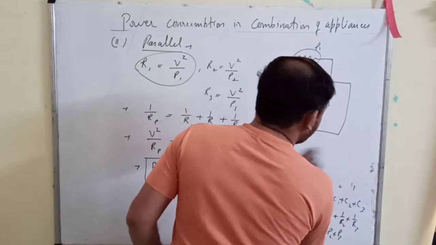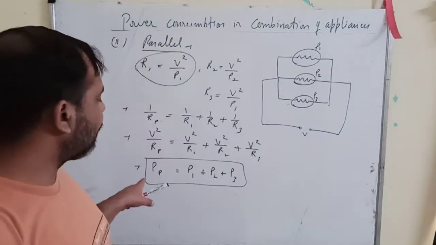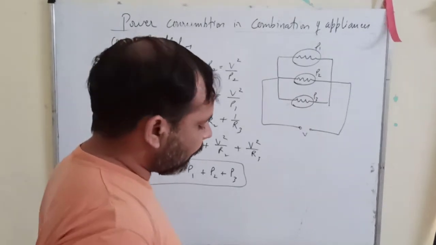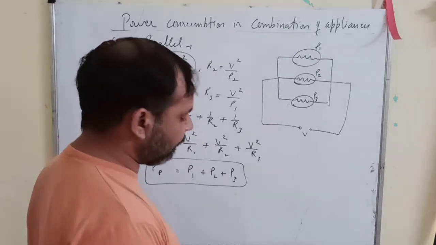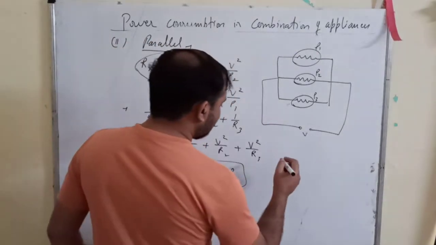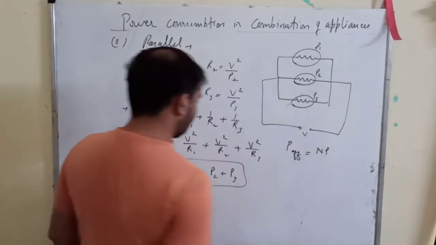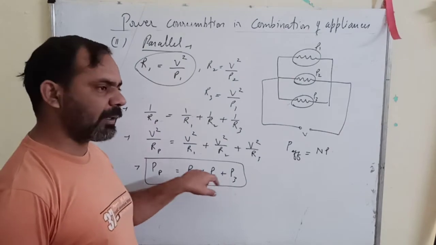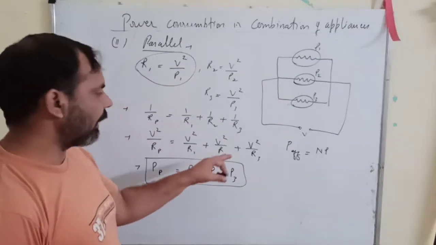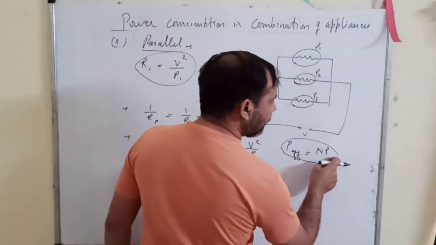Okay, so we obtained here that the power of parallel combination is P1 plus P2 plus P3. Now suppose we have n bulbs each of power P connected in parallel, then the effective power will be P plus P plus P, and if you add them, the value will be nP. So here effective power in parallel combination is nP.